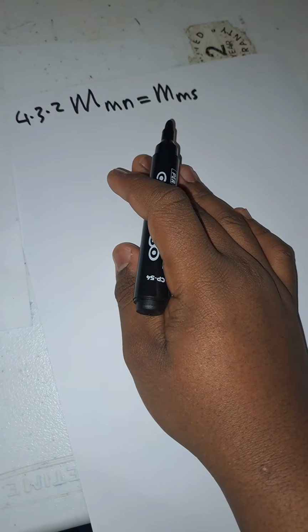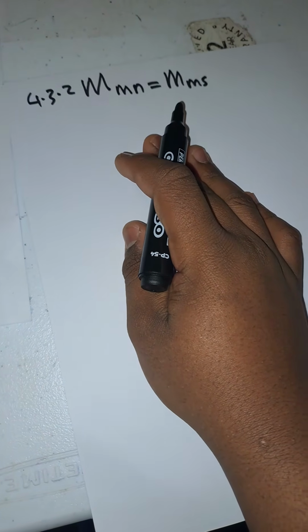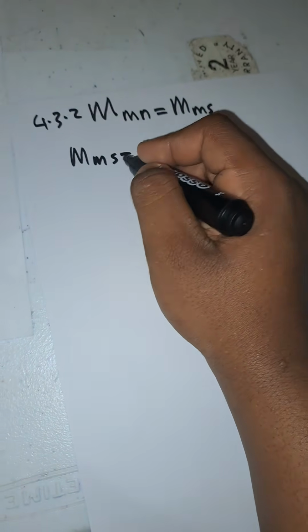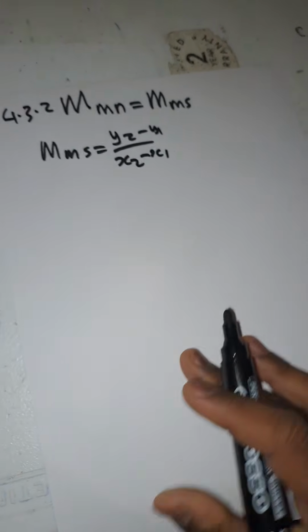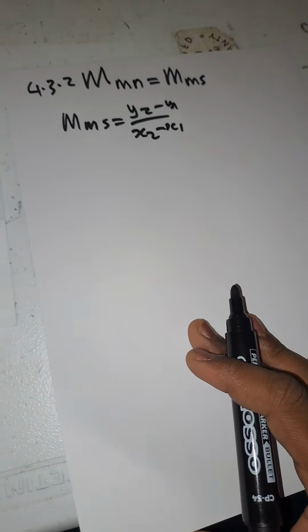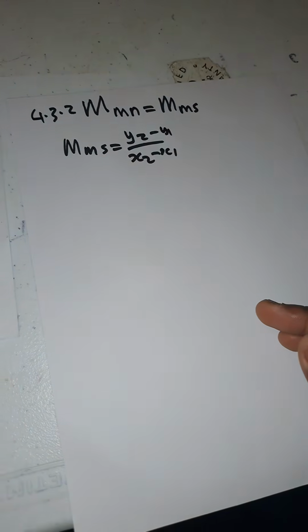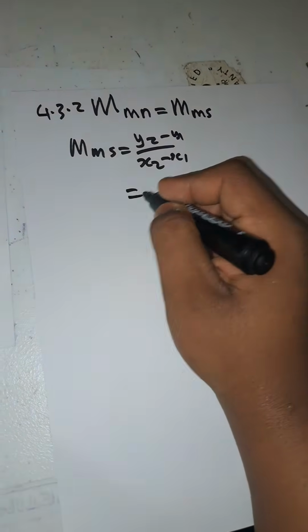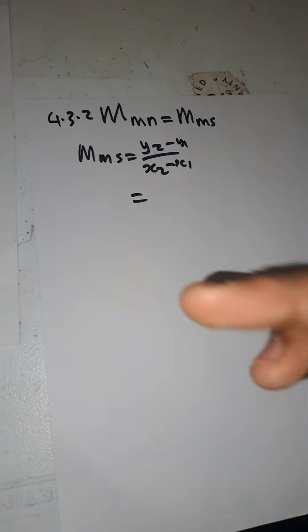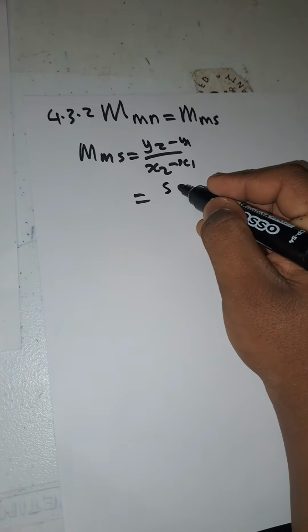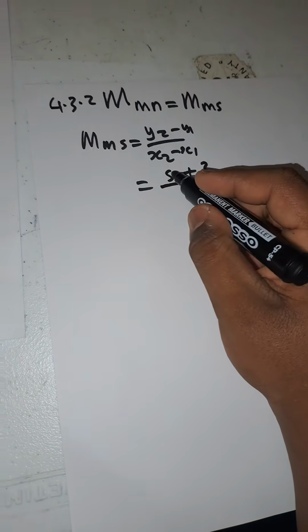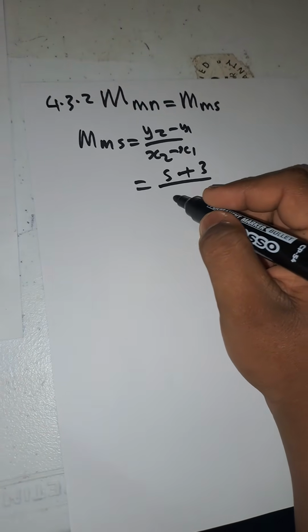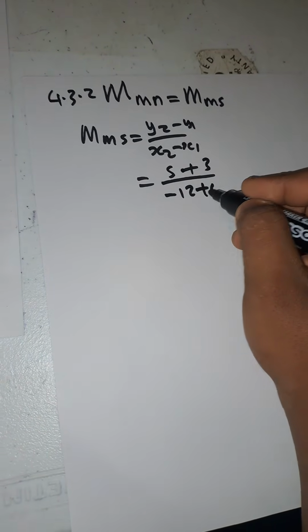So now we have to calculate the gradient of MS. The gradient of MS is equal to y2 minus y1 over x2 minus x1. But which points am I going to use? I'm going to use M and N, right? So it is going to be this. Let me take out my calculator. Y2 is 5 plus 3 over minus 12 plus 6.